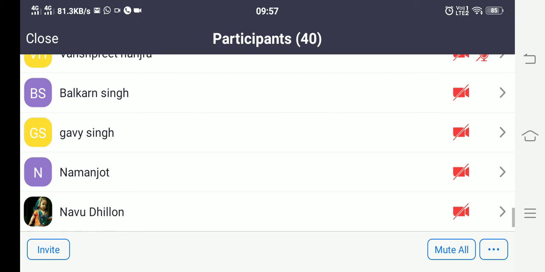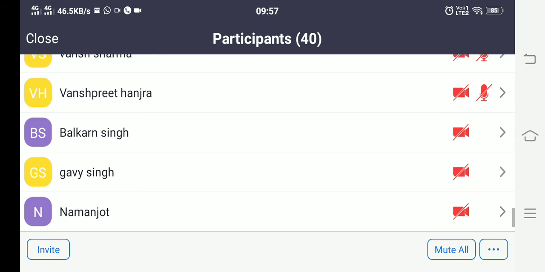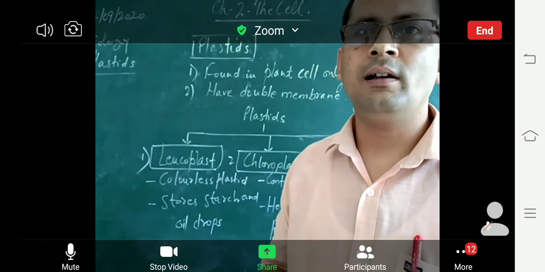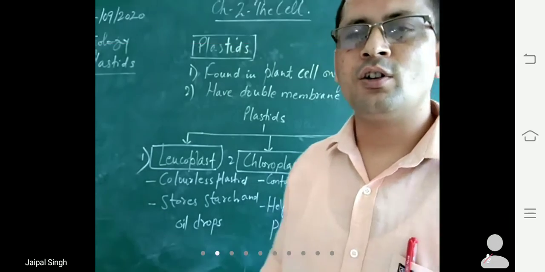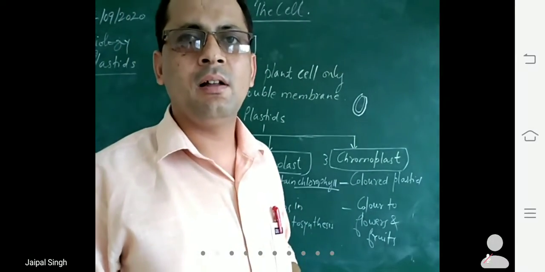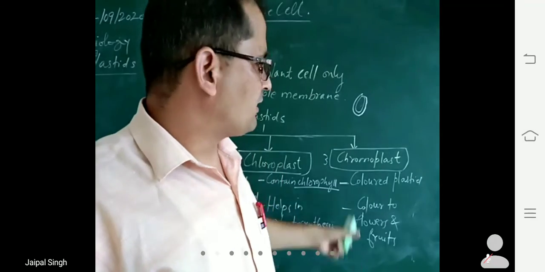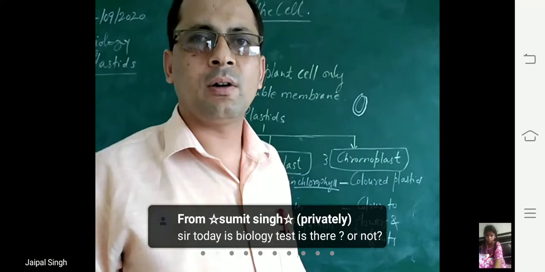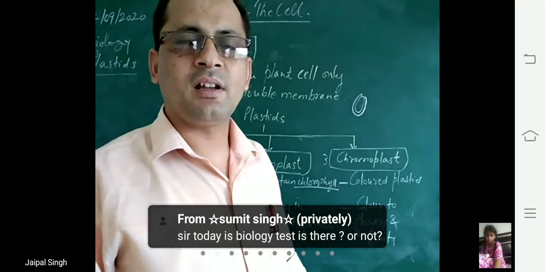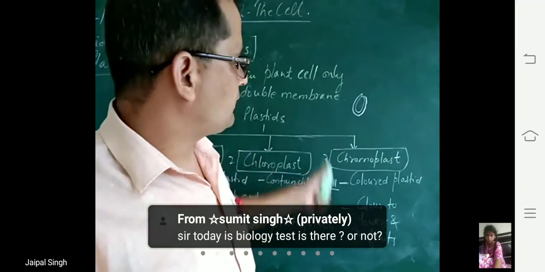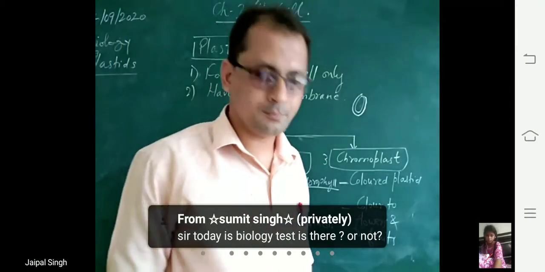Leucoplast is a colorless plastid. Its function is to store starch and oil drops. Chloroplast contains a pigment known as chlorophyll that traps the sunlight. And third is chromoplast. It contains non-green pigments and is responsible for giving color to fruits and flowers. So this is regarding the plastids.